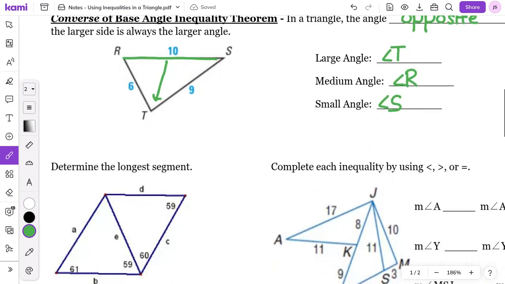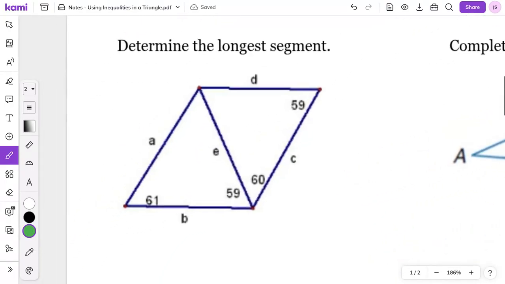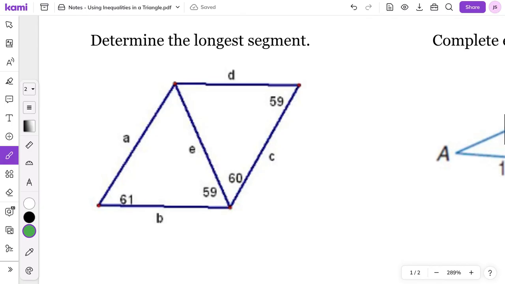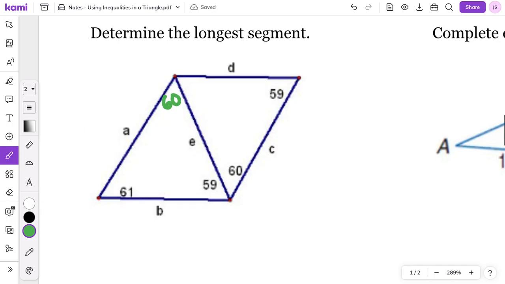So let's look at a couple examples of how we could use this. For this question, they want us to determine the largest or longest segment. If we look at the first triangle, I know we have a 61-degree angle, a 59-degree angle, and going back to the triangle sum theorem, we know that this must be 60 degrees. And then following the same idea, this one must be 61 degrees.